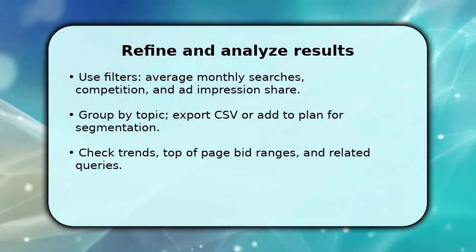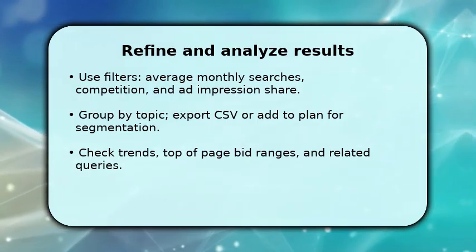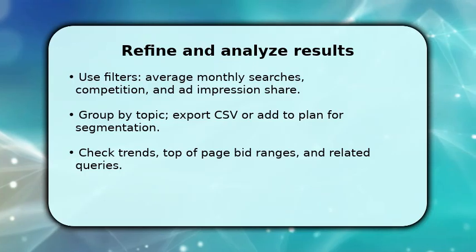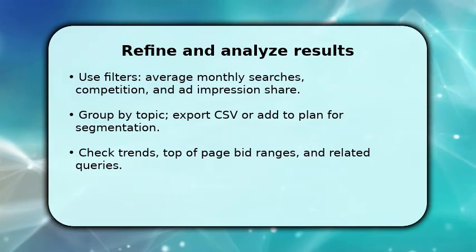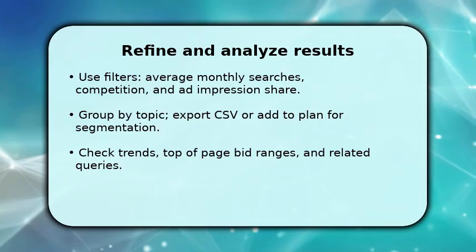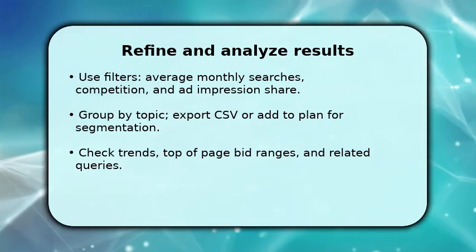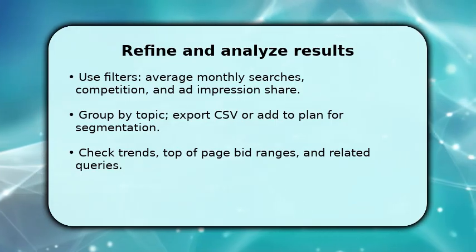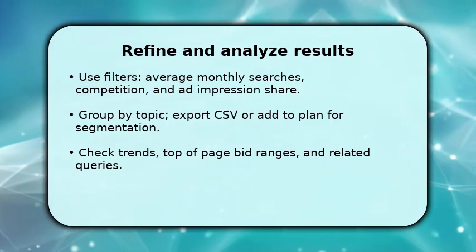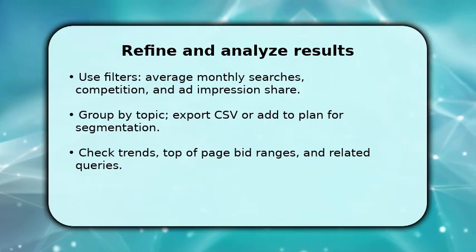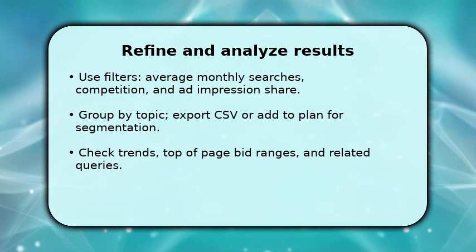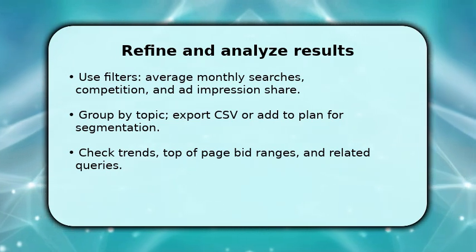First, apply average monthly searches and competition filters to remove noise, then sort by relevance or search volume to prioritize. Once sorted, group keywords by intent: informational, transactional, navigational, and add sets to your plan or export a CSV for deeper analysis. Make sure to review trends and top-of-page bid ranges to gauge commercial value. This helps you decide which keywords to target on landing pages and in content clusters.